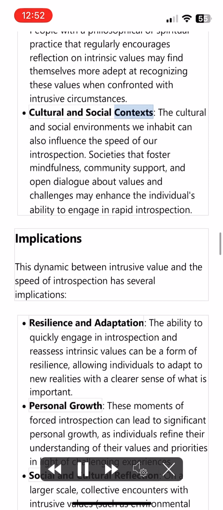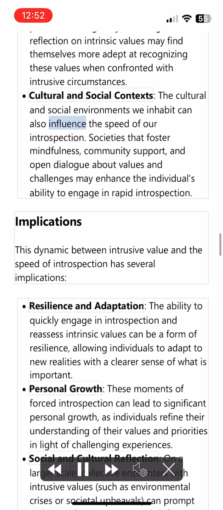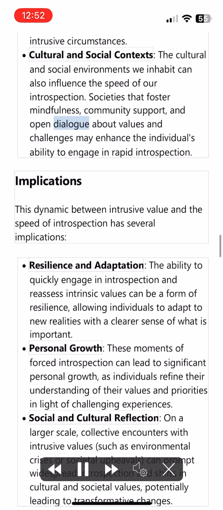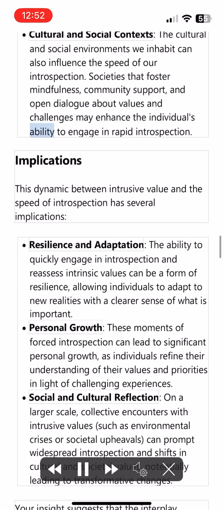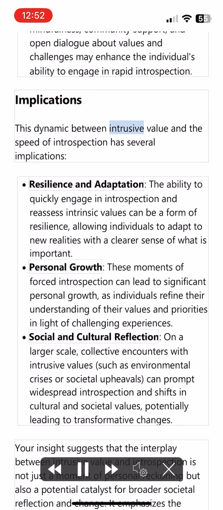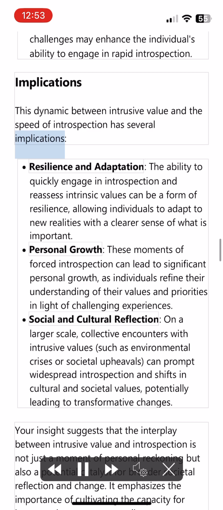Cultural and social contexts. The cultural and social environments we inhabit can also influence the speed of our introspection. Societies that foster mindfulness, community support, and open dialogue about values and challenges may enhance the individual's ability to engage in rapid introspection. Implications. This dynamic between intrusive value and the speed of introspection has several implications.